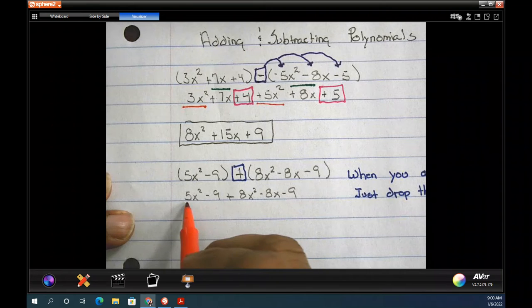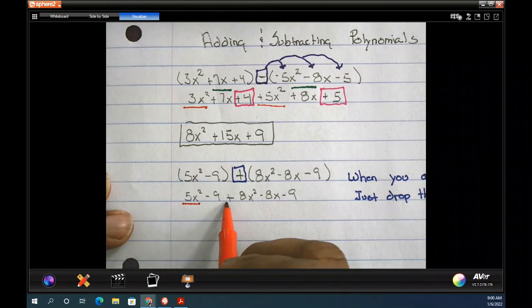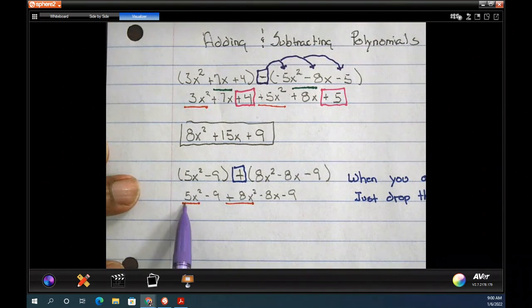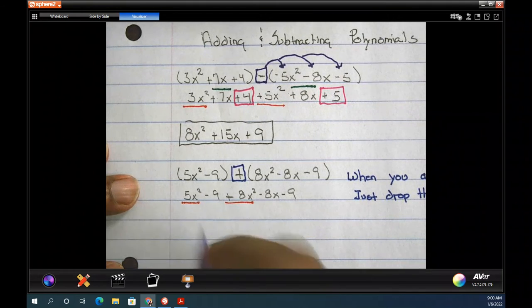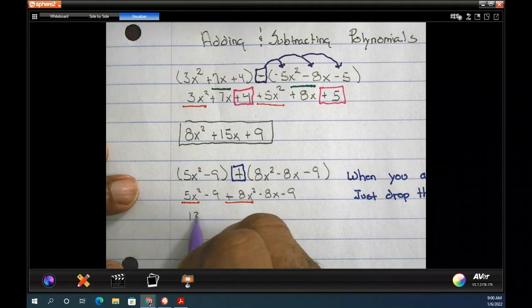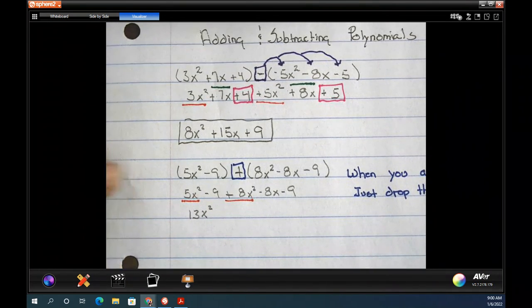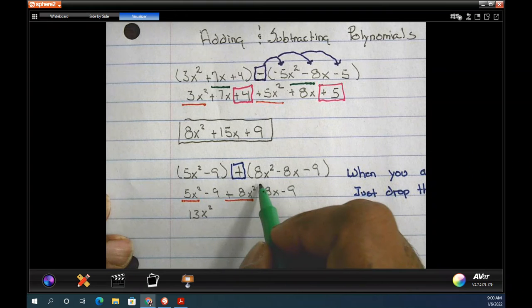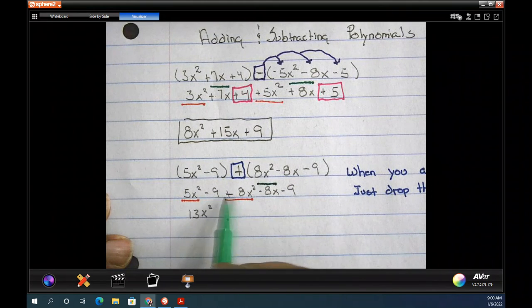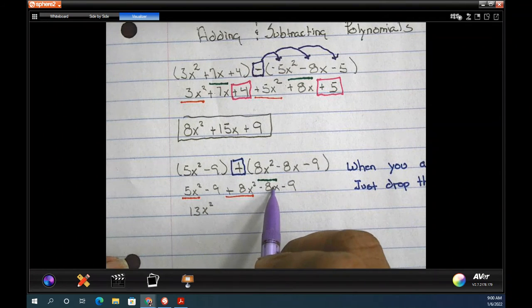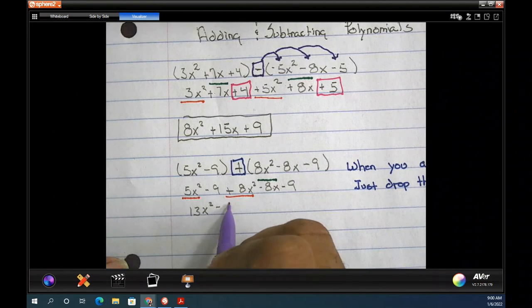Highest power is 2. That's 5x squared plus 8x squared. That's nothing more than 5 plus 8. What's 5 plus 8? 13. So you would write what? 13 what? X squared. Now, here's the thing. Look at this. Here's x to the first power. Is there anything to combine it with? Yes or no? No. So this is what you do. This is negative 8x. Remember, sign in front. So it's minus 8x.